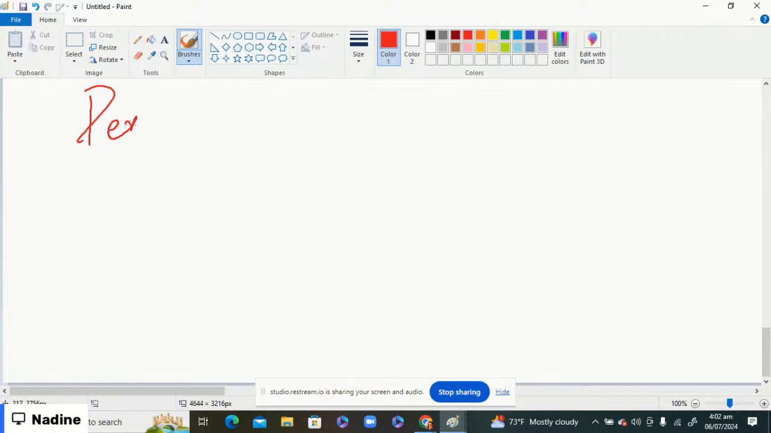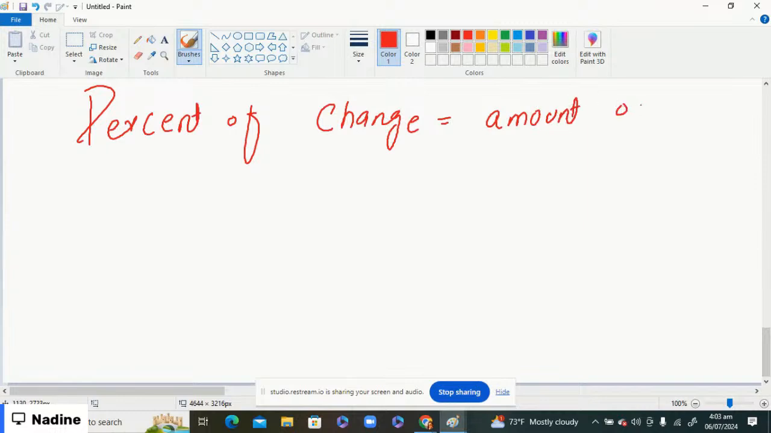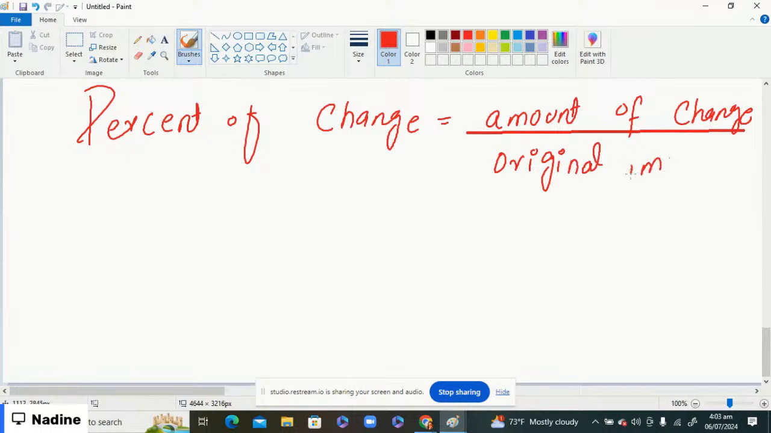So what is a percent of change? The formula is amount of change divided by original amount. Okay, here is the percent of change.